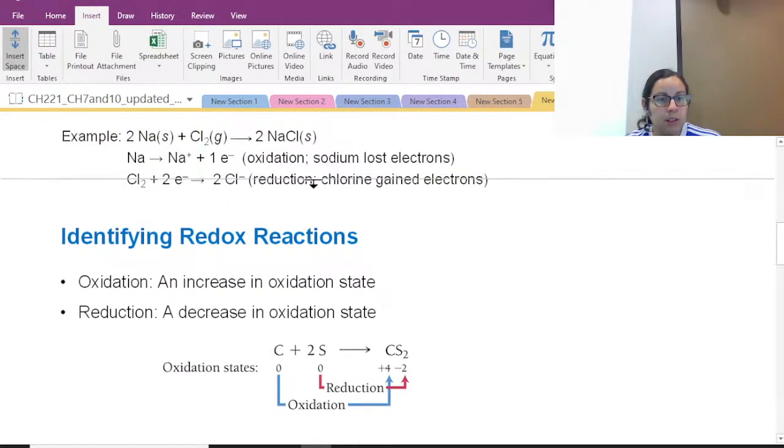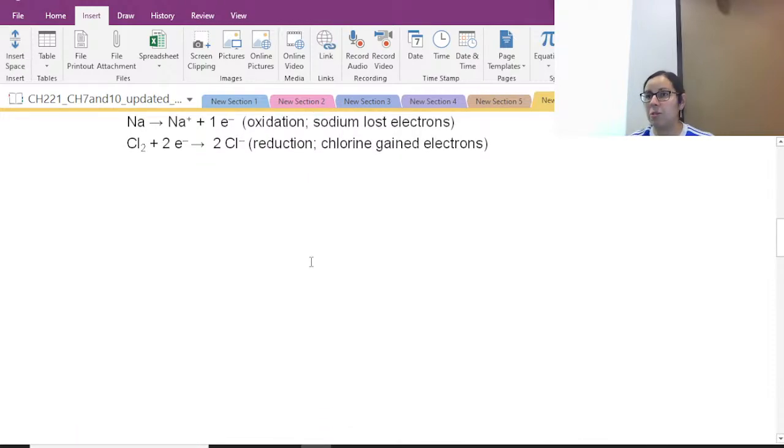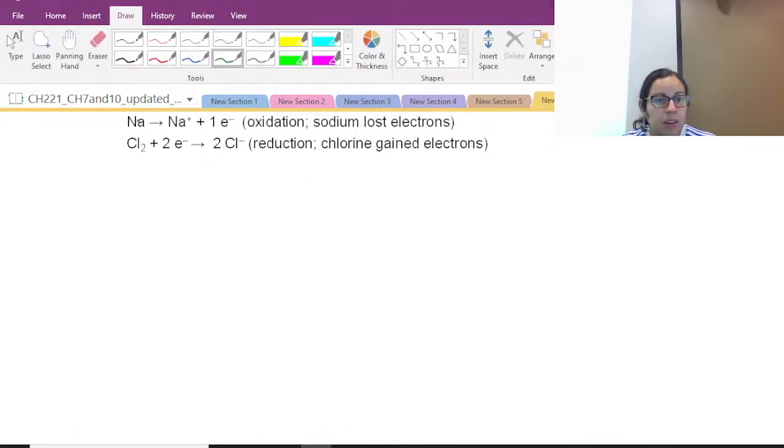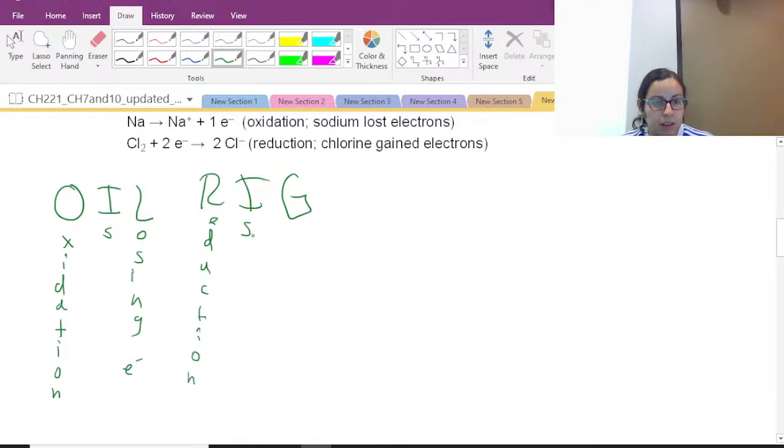And so let's do, are people familiar with OIL RIG? People like OIL RIG? Let's write that out for people. OIL RIG is what I learned, but I grew up in Texas, so obviously we like oil there. So oxidation is losing electrons, reduction is gaining.